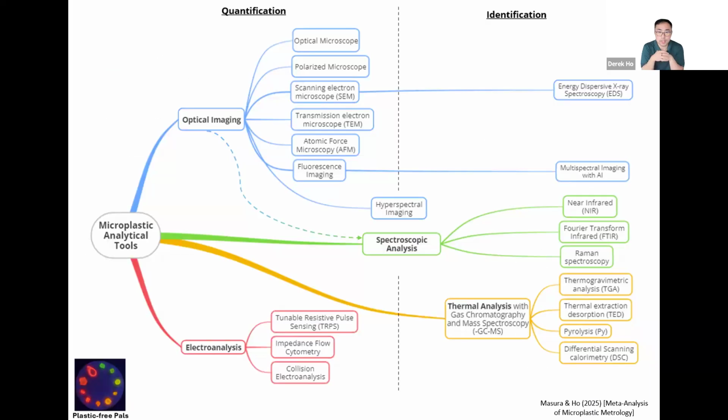And for electroanalysis, these methods basically use electricity pulses to dictate the frequency of particles detected, and are able to quantify particles. However, it doesn't have very good generalizability and applicability to the larger scale of microplastic analysis due to it being limited to just quantification.